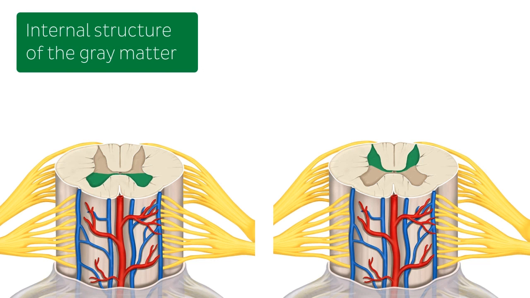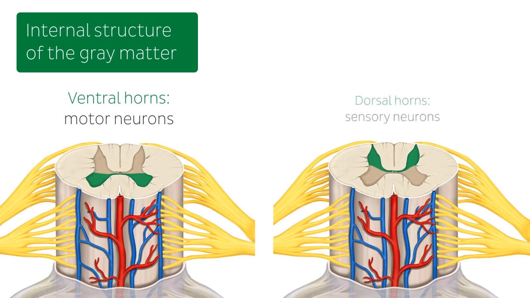The anterior wings of the butterfly, that you now see highlighted, are known as the ventral horns, and they contain cell bodies of the motor neurons that innervate the skeletal muscles. The posterior wings are known as the dorsal horns, and they contain the cell bodies of the sensory neurons. In other words, of the neurons that receive the somatosensory information from the periphery.